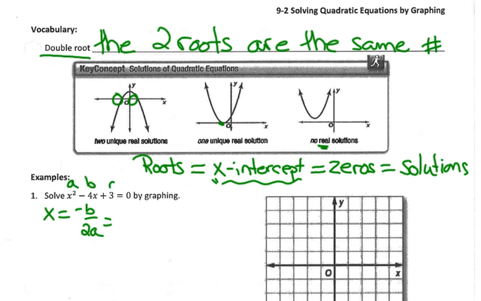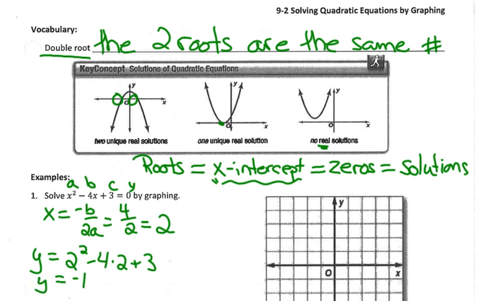So a, b, c. So b is negative 4, so the negative of a negative 4 is 4. A is 1, 2 times 1 is 2. So I have an axis of symmetry of 2. Then I'm going to put that in to figure out what y is. Notice when you have the 0 and you want it by graphing, your 0 becomes your y. So if you wanted to put that into your calculator, that's what you would be entering. So then this is 2 squared minus 4 times 2 plus 3. So that's going to give me negative 1. So now I know that my turning point is 2, negative 1.